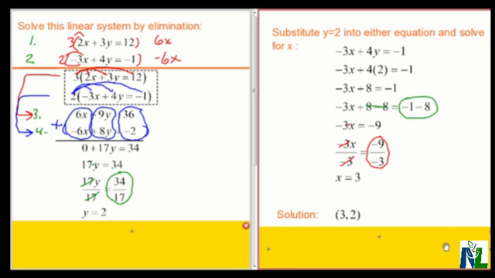So the solution to this linear system is x equals 3, y equals 2.